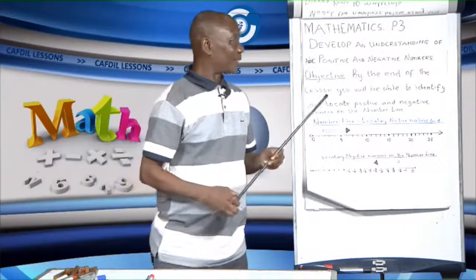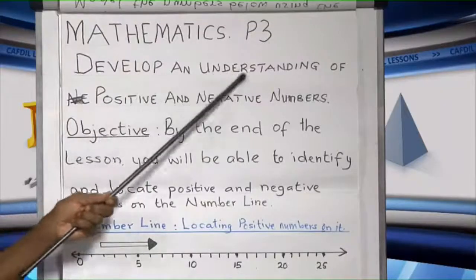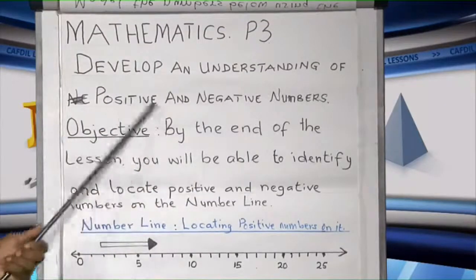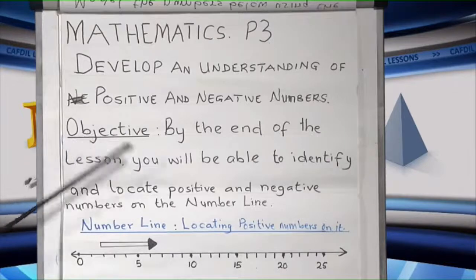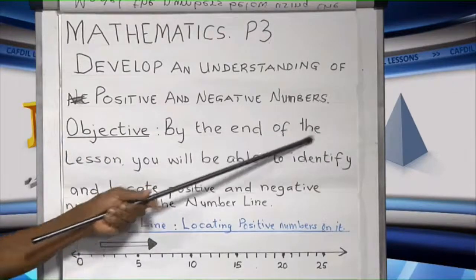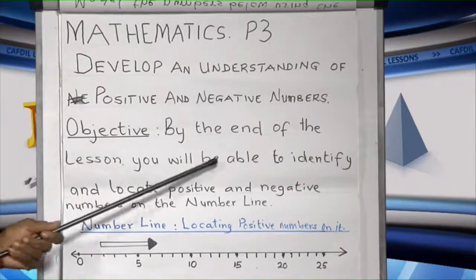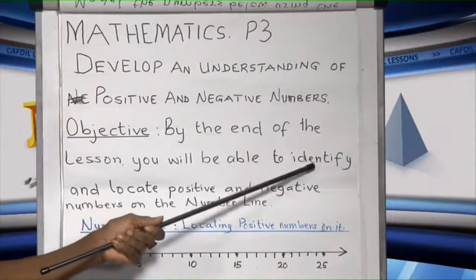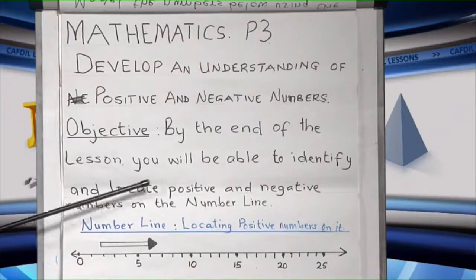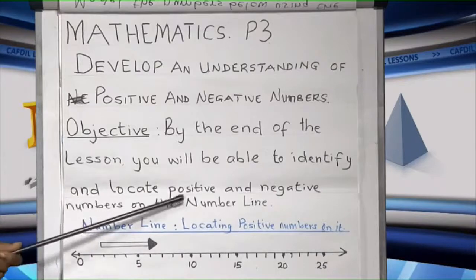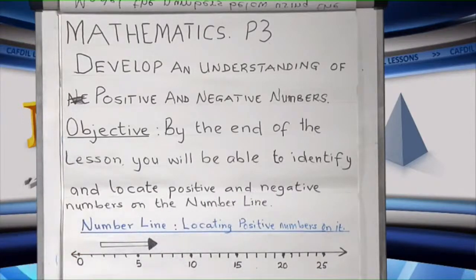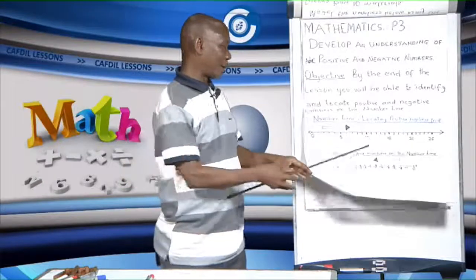Today, our topic is to develop an understanding of positive and negative numbers. Objective: by the end of the lesson, you will be able to identify and locate positive and negative numbers on the number line. So that is it. Before we continue, we have to go back to the homework.